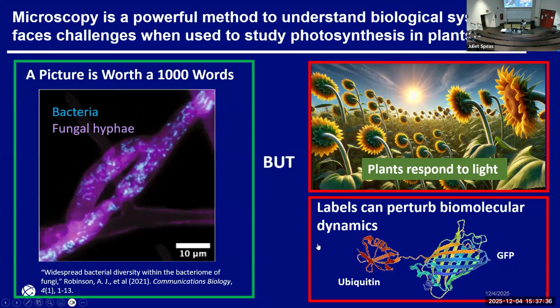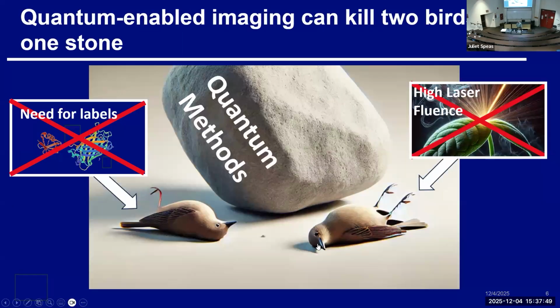So, microscopy and imaging, I think, are very powerful techniques to study complex biological systems. But when you go into plants, you face these two key challenges: they respond to light, and the labels can perturb the dynamics you want to study. And so I'm going to tell you how with quantum methods we can kill two birds with one stone.